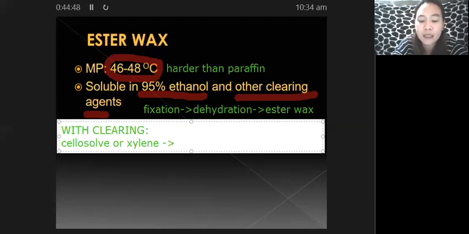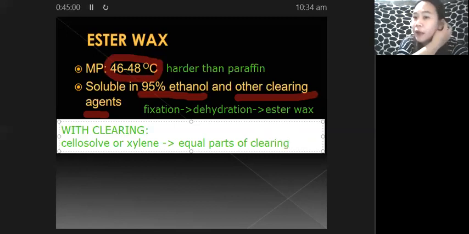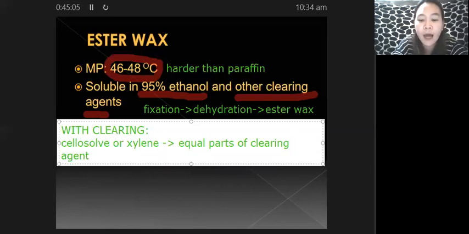After that, you immerse your tissue sample in equal parts of clearing agent, whichever you used, either your Cellosolve or your Xylene, plus your ester wax. You immerse it in equal parts of your clearing agent plus your ester wax for how long? We have 3 to 6 hours. After that, you can already immerse your sample in pure ester wax.